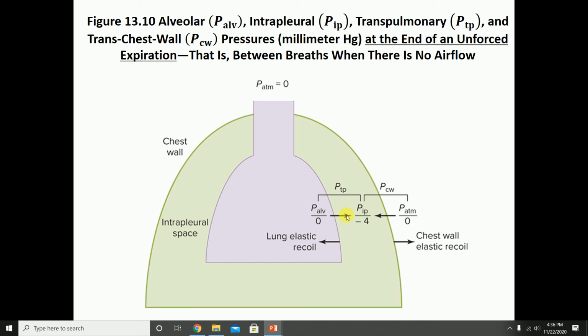What is happening at that point, at the end of an unforced expiration, is that 2 different things want to happen at the same time. The lungs want to collapse due to the elastic recoil, and the chest wall has its own elastic recoil, but in the opposite direction, so it kind of wants to pop open. These 2 opposite forces are prevented from doing so because of the pull of that negative intrapleural pressure.